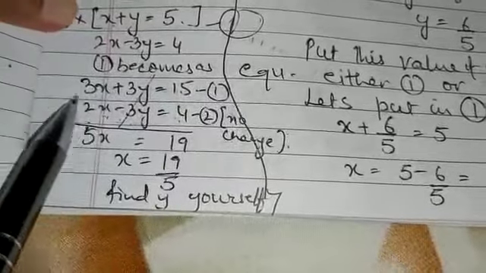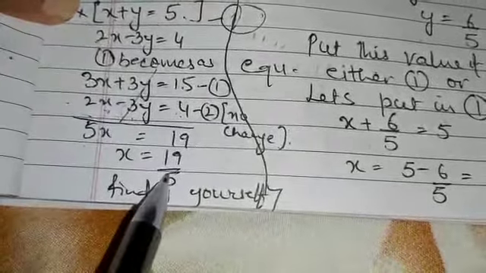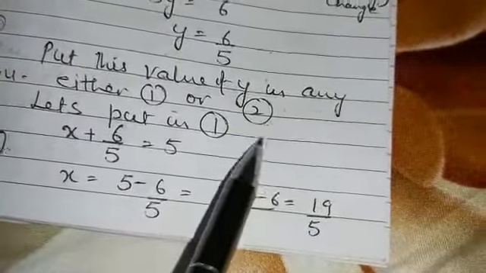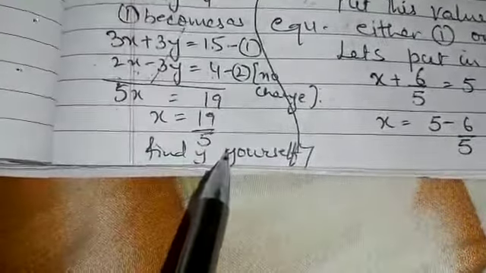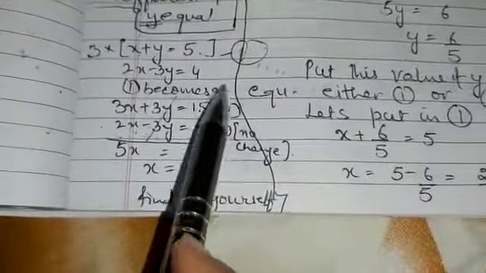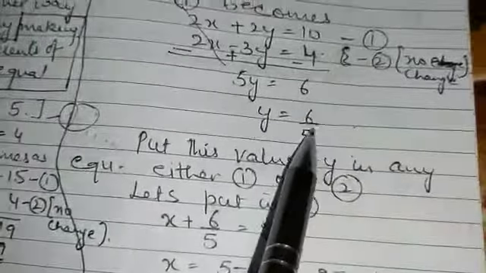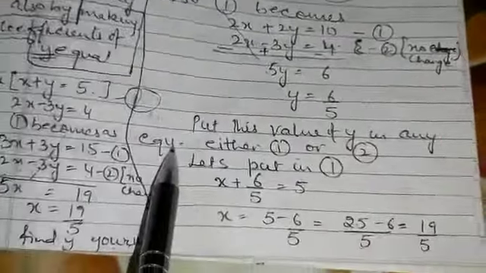So it becomes 3x plus 2x is 5x, 15 plus 4 is 19. So x is equal to 19 by 5. Earlier also we got x is equal to 19 by 5 by this method. And putting x is equal to 19 by 5 in either the first or second equation, you can get y, and that will also be equal to 6 by 5, which you have already got. So both the methods are the same. You can go with any method.